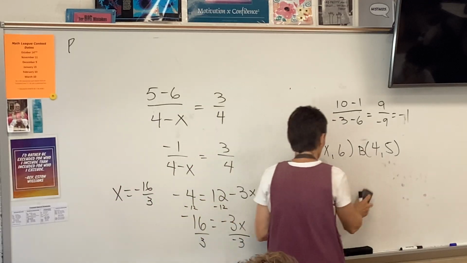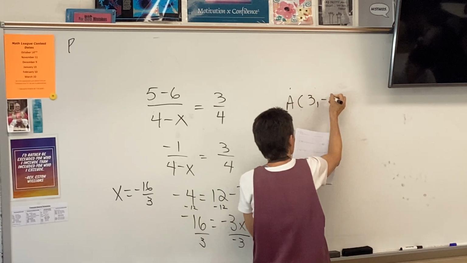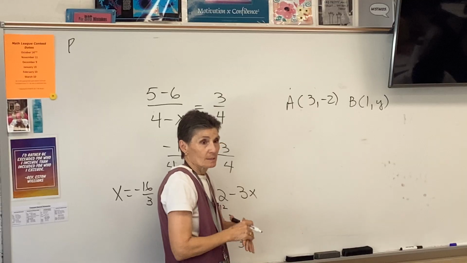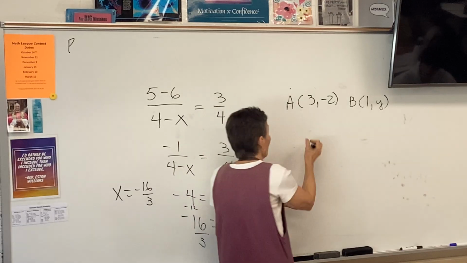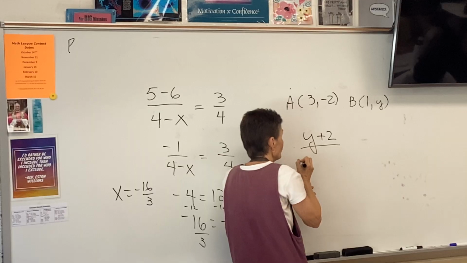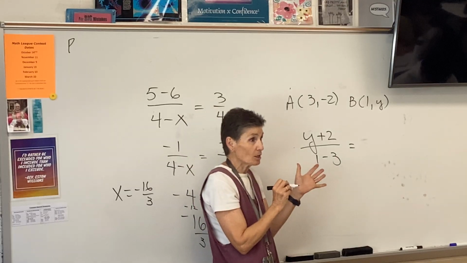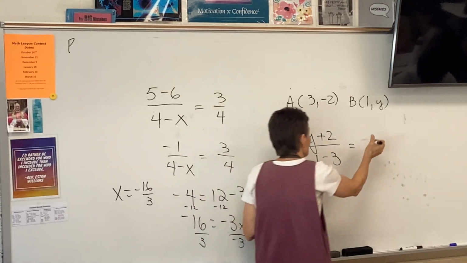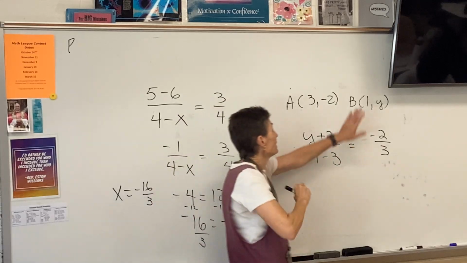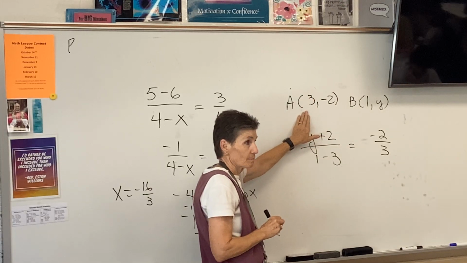Alright, we're going to do one more. We'll be done for the day. Same exact kind of problem, so we're going to do it exactly the same way. Set up our slope formula. So y minus negative 2 over 1 minus 3. That's my slope. And what is that supposed to equal? Negative 2/3. So y minus negative 2 over x minus x. That's slope.